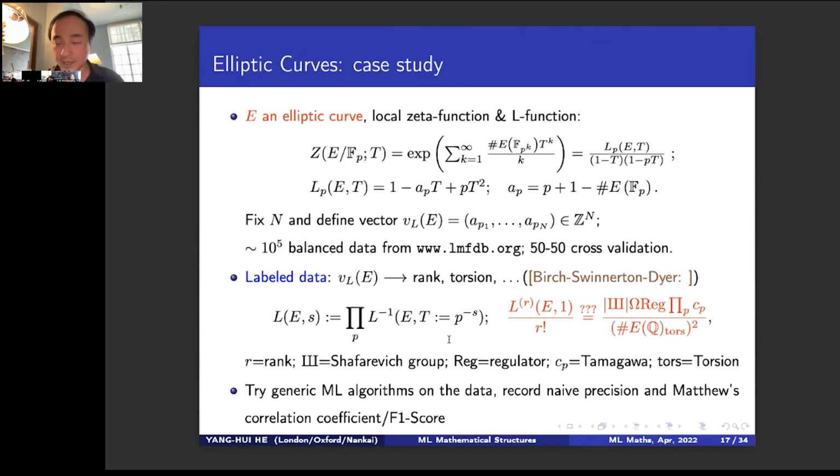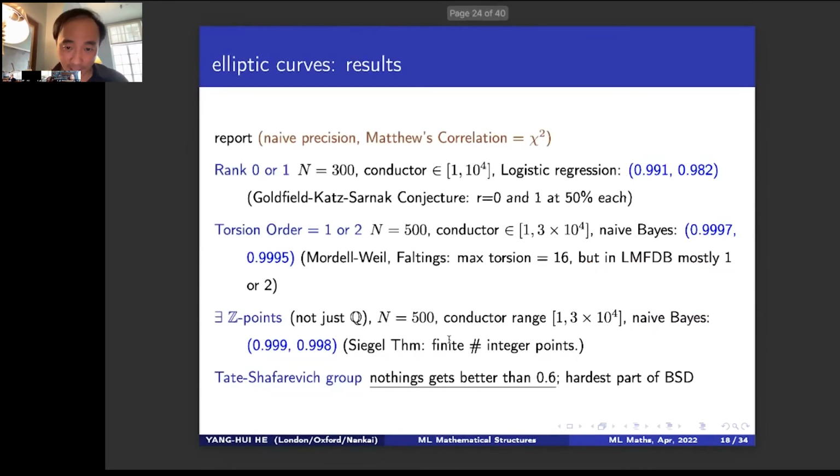And then you just do exactly the same experiment. Surprisingly, you can predict just by looking at these coefficients whether the rank of the elliptic curve is 0 or 1. So that's great. Even with a simple logistic regressor, you can tell to very high accuracy. We would have conjectured this, but unfortunately, this was already conjectured by Goldfeld, Katz, and Sarnak: that rank 0 and rank 1 elliptic curves are at 50% each. Had they not conjectured this, this would have been a very interesting test case for machine learning in terms of conjecture formulation.